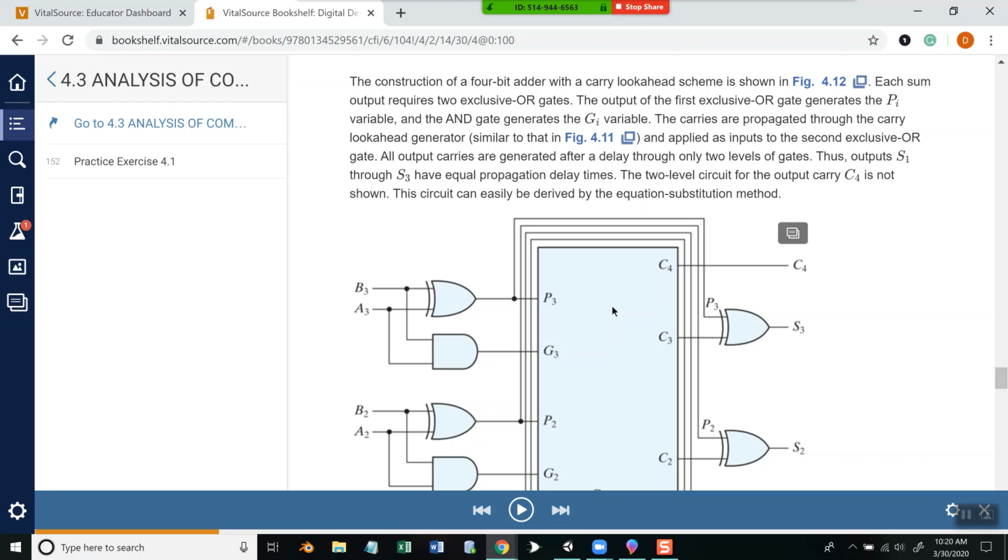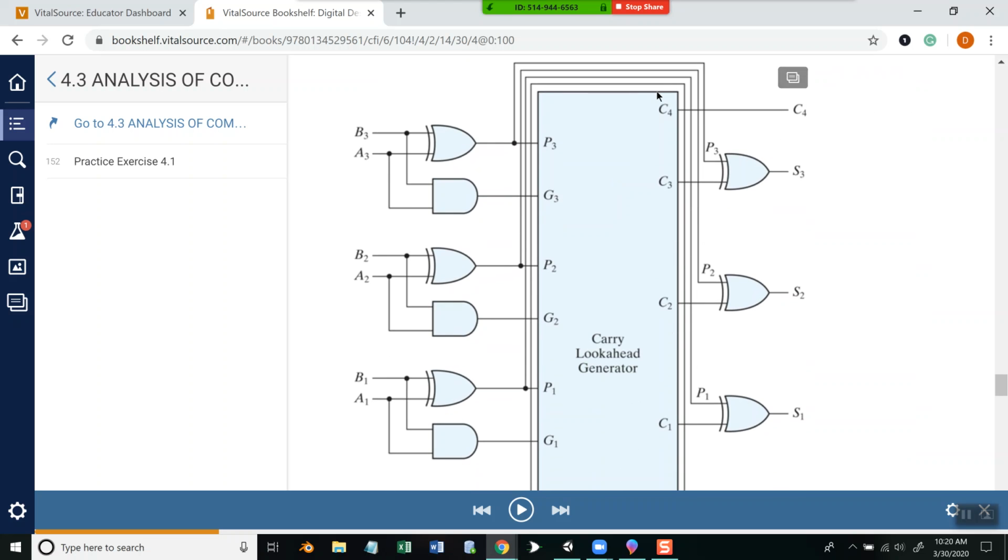Construction of a 4-bit adder with a carry look-ahead scheme is shown in figure 4.12. Each sum output requires two exclusive OR gates. The output of the first exclusive OR gate generates a P sub I variable, and the AND gate generates the G sub I variable. The carries are propagated through the carry look-ahead generator and applied as inputs to the second exclusive OR gate. All output carries are generated after delay through only 2 levels of gates. Thus, outputs S1 and S3 have equal propagation delay times. The 2-level circuit for the output carry C4 is not shown, and this circuit can easily be derived by the equation substitution method.